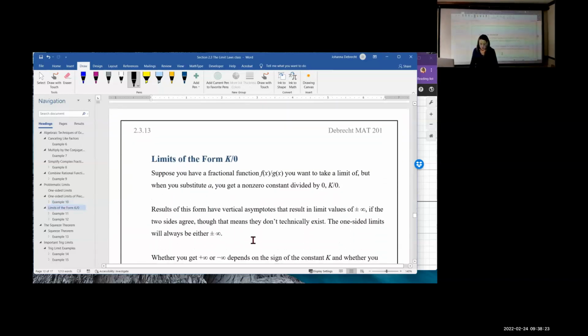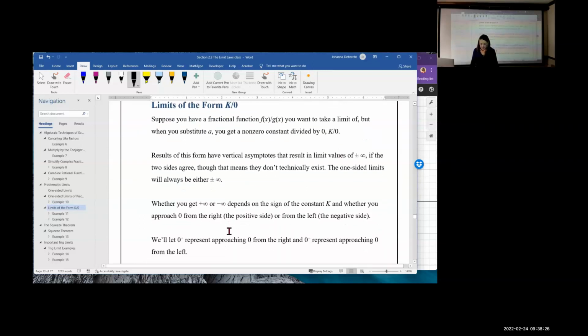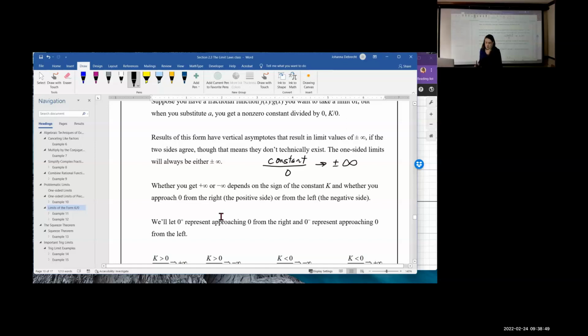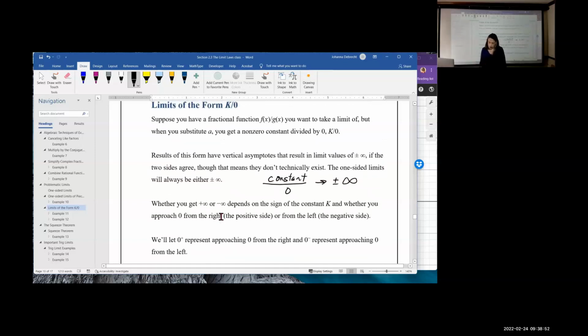Let's look at some more limits. These are more of the form a constant divided by 0, which we talked about previously, that when you have a constant divided by 0, it either goes to infinity or to negative infinity. So it goes to one of the two infinities. Why do you suppose that is? Why would it go to infinity? Because when you divide a constant, like a number bigger than 1, by a number really close to 0, it's just a really big number.